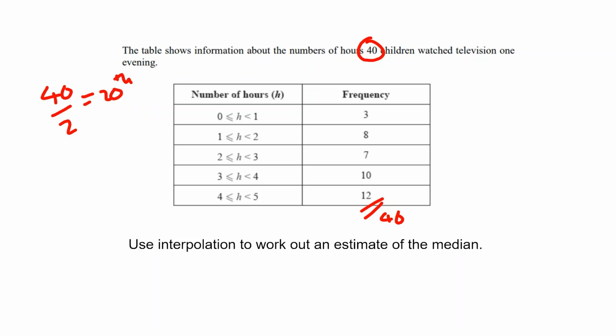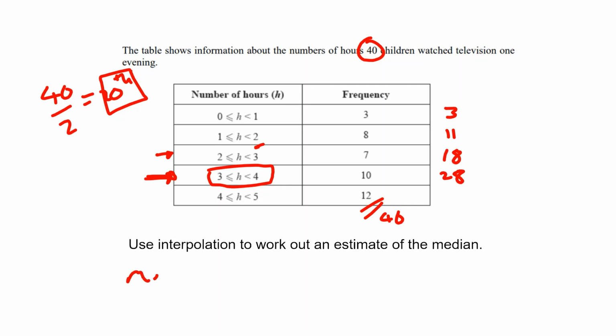So we're going to do our cumulative frequency for this table. So we're going to have 3. 3 plus 8 is 11. So the first 11 values come before the end of this group. 11 plus 7 is 18. And 18 plus 10 is going to be 28. Now we want to find the 20th value. Now this row here only goes up to 18. This then goes all the way up to 28. So it's somewhere between 3 and 4.